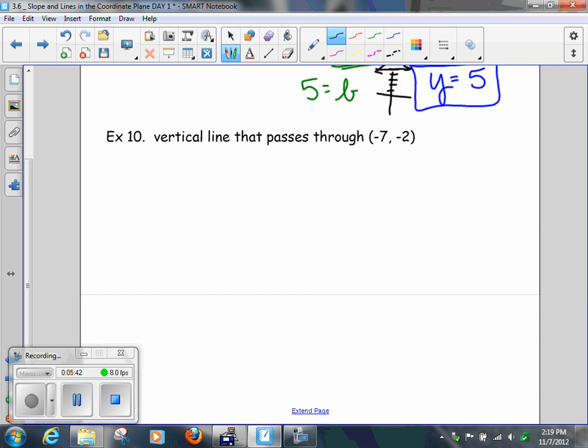Vertical line passes through -7, -2. Vertical line. Well, where is the vertical line that passes through that point? It is up and down. 1, 2, 3, 4, 5, 6, 7. 1, 2. It's going to be this vertical line right here, isn't it? Now, a vertical line has what kind of slope?